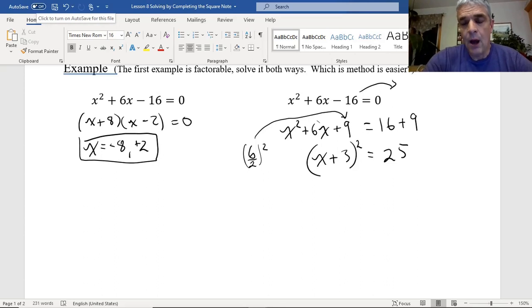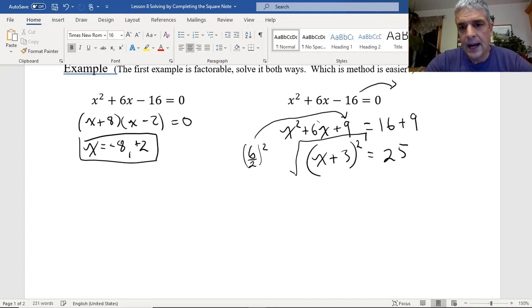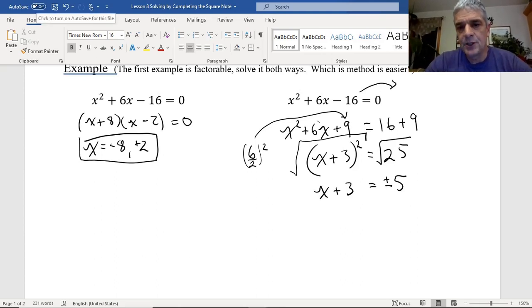Okay? Now, the next step would be to take the square root of both sides. Now that I've isolated this as a perfect square right here, I can square root both sides. So I square root this, and I square root this. And what I end up with is 5 plus or minus on this side, and just x plus 3. And this essentially means I have two possible answers. Some number plus 3 will equal 5, and some number plus 3 will equal minus 5. So essentially, I write it like this.